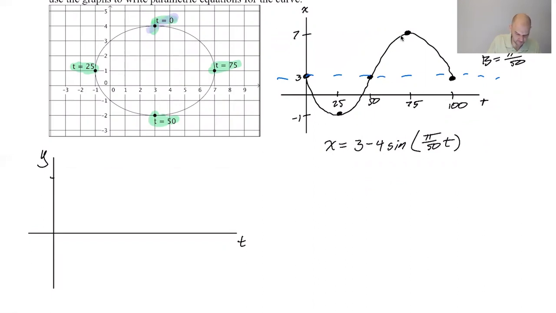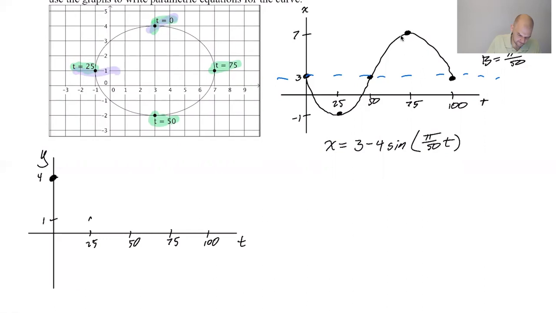And that's the biggest it'll ever be. So I'm going to put it up here: 4, and t is 0. And then we know it's going to be 25, 50, 75, 100. Okay, when t is 25, y is 1.